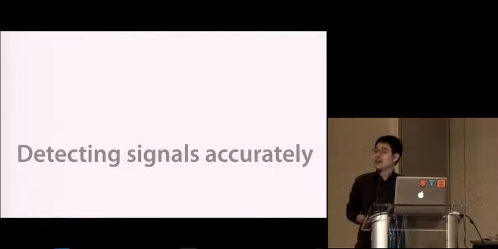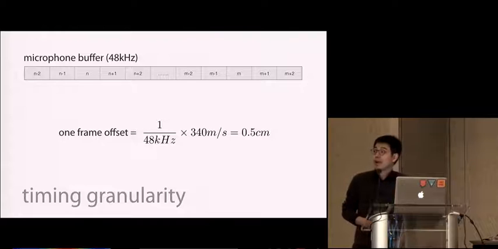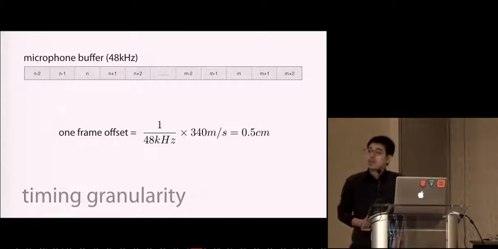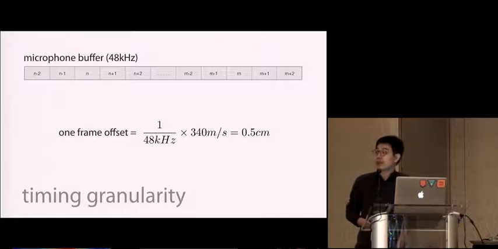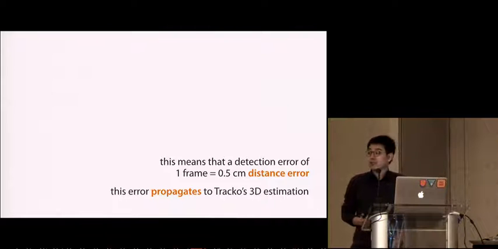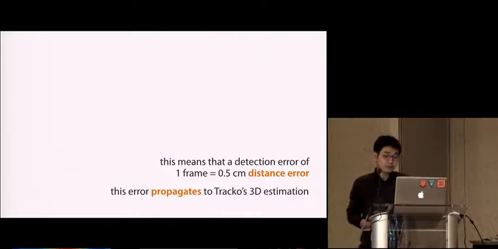To achieve 3D prediction, the distance accuracy is really important for us. The microphone can record 48K frames per second, which we multiply by the speed of sound. If we detect the signal at the wrong frame by 1 frame, the offset will be off by 0.5 centimeter. This error will propagate to the 3D estimation, so we really need to keep it minimal.